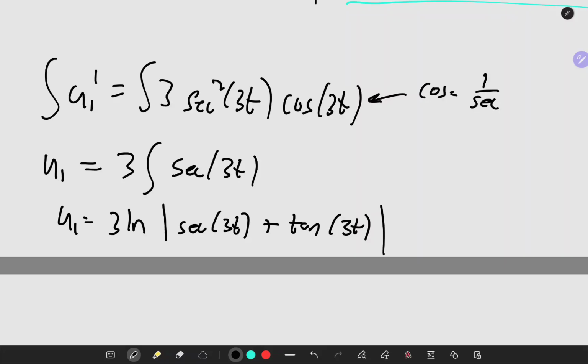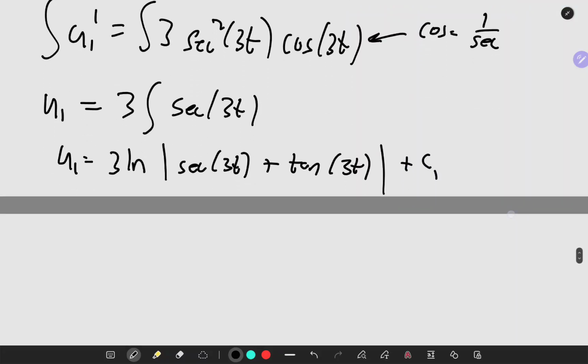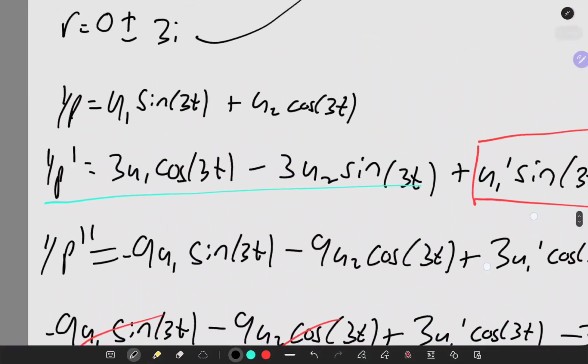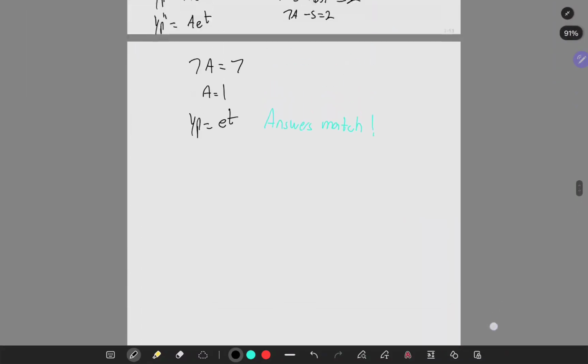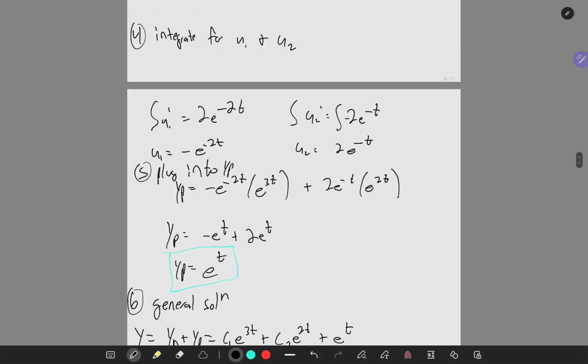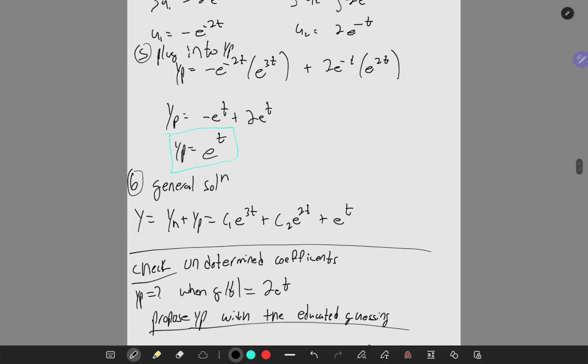Oh yeah, plus C1. I always forget my C's. I did that for the last one too. I forgot the C's on the last one, didn't I? Oh no, where is it? That's okay, I got the right answer. But if you noticed, I forgot my C's. Wait, does that mean my general solution's wrong? I should have an extra C there, right? Or does it matter?